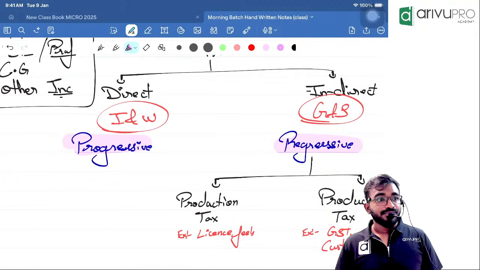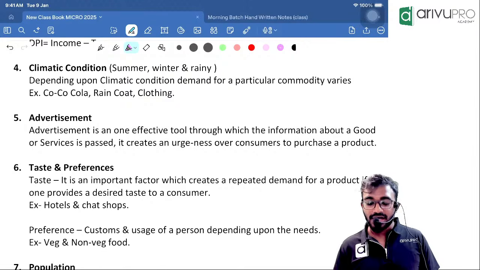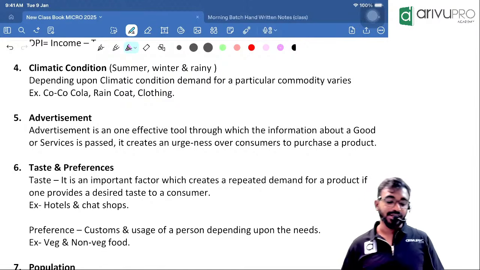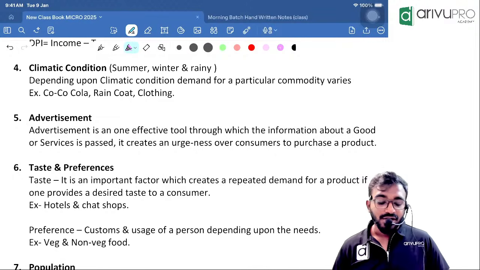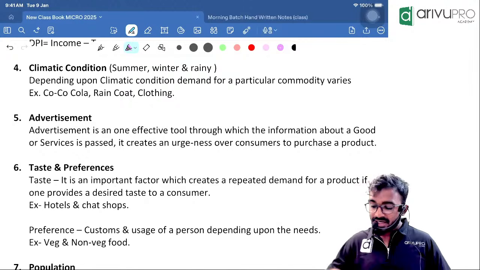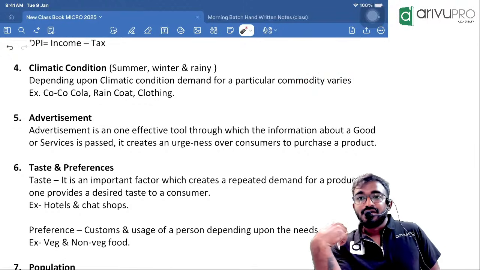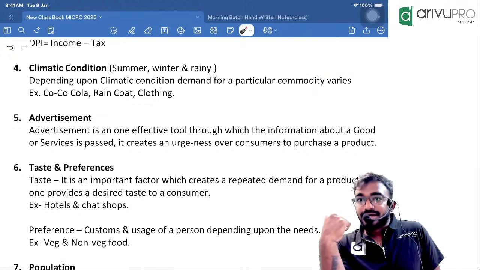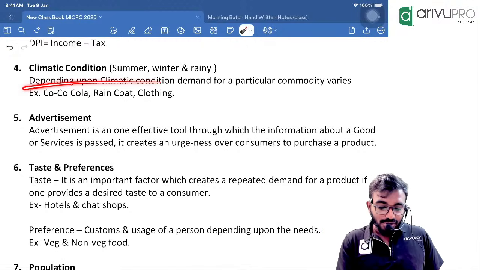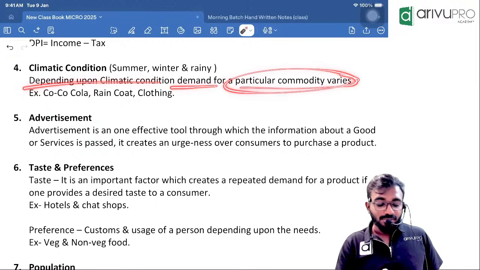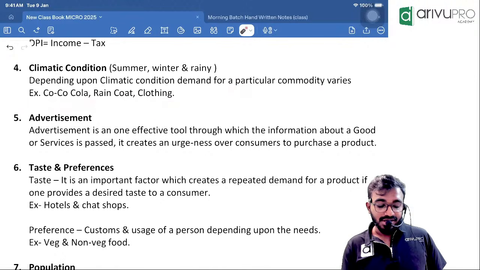Done with this? Okay, next, after the tax, climatic condition. Point number 4, climatic condition. Let me dictate. You have to match with my speed now. So in the bracket, write down summer, winter, rainy. Depending upon the climatic condition, demand for a particular commodity varies.